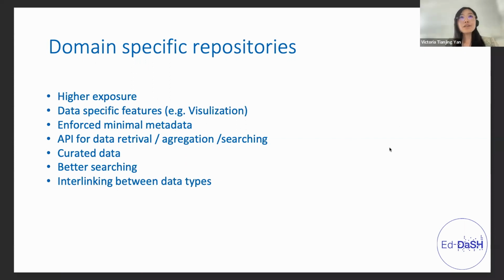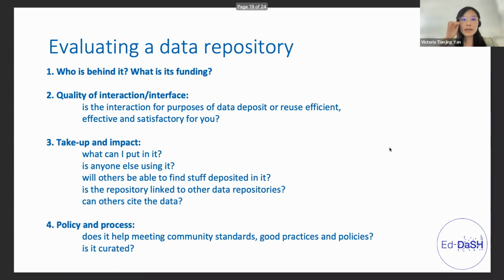Next slide. So some important aspects of evaluating a data repository for you: it's important to ask yourself who is behind it, who funds it, and also what is the quality of the interface and the interaction. Is this working well for you? Is this sufficient and satisfactory for you? If it's very difficult, you may not use it for a very long time, and it's difficult to stay consistent and be disciplined.